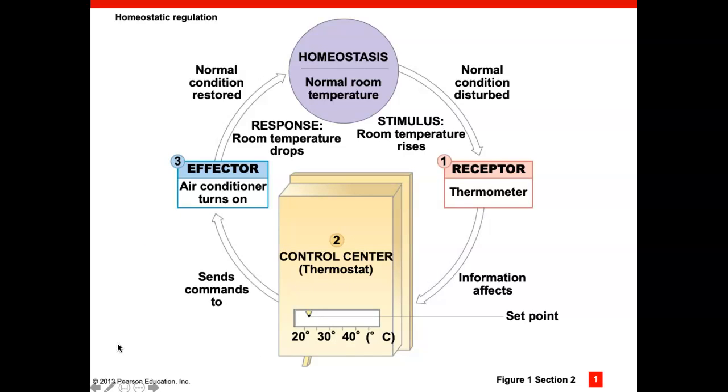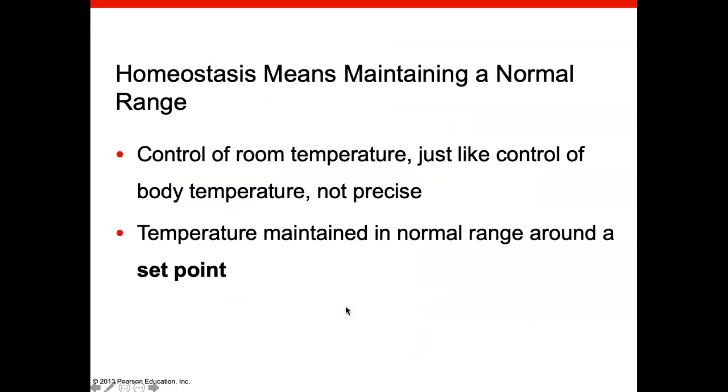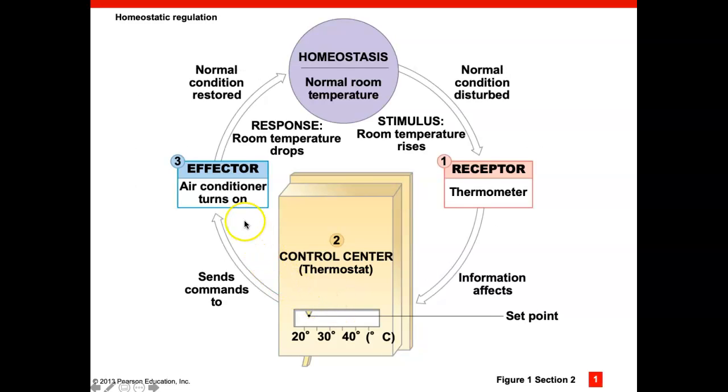So in the summertime, maybe you keep your home at, let's say, 70, and normally it's not going to stay right at 70. It might fluctuate between 69 and 72. But as the temperature rises and the receptor or thermometer detects that change, that information is sent to the control center, in this case the thermostat. The thermostat will then send commands to the effector or air conditioner, which turns on, and the room temperature will drop.